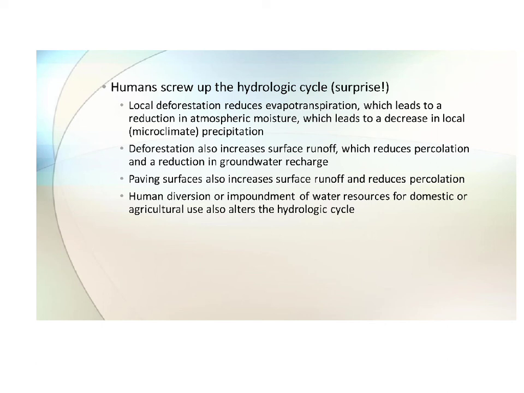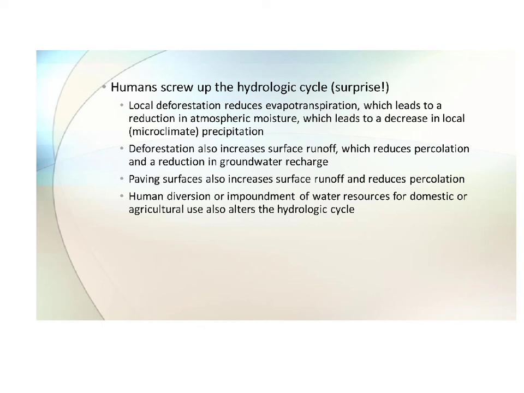Another way that we increase surface runoff and reduce percolation is by paving surfaces. When we pave surfaces, they're impermeable, and the water can no longer get down into the ground in order to recharge the groundwater. We've actually talked about this before, but I'm going to draw your attention to it again. It's a way that we screw up the hydrologic cycle.